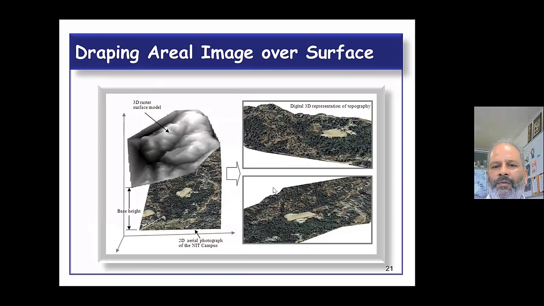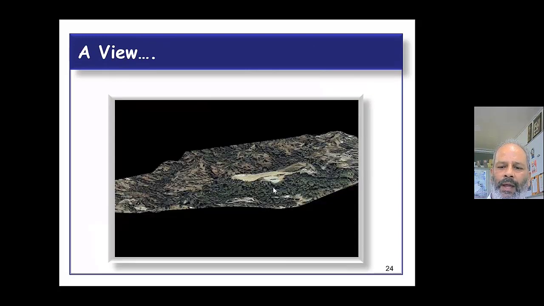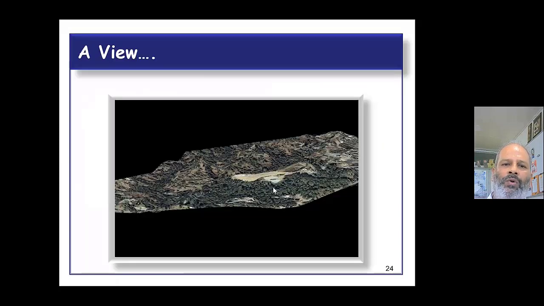Now on the right side, if you see, that is the surface that we have created. So this is the topography actually. Now this shows actually the way the field looks like. Now the different views of the surface of the campus from different directions or different angles. So this is the way that surface is modeled.